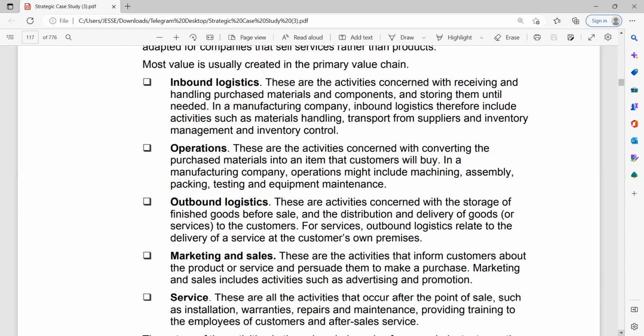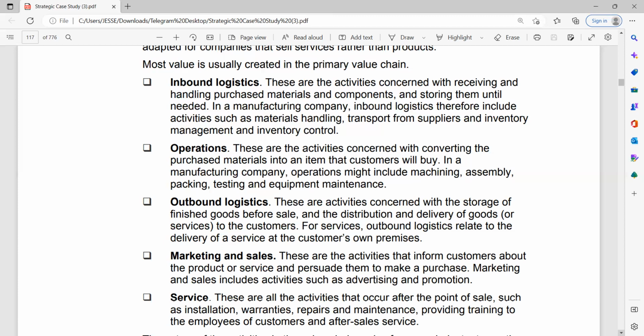Then you have outbound logistics. Outbound logistics, these are activities concerned with the storage of finished goods before sale and the distribution and delivery of goods to the customers. For services, outbound logistics relate to the delivery of a service at the customer's own premises. So outbound logistics, you are looking at finished products. Inbound logistics, you are looking at raw materials and components. Operations, you are looking at processing and conversion. Outbound logistics, you are looking at finished products.